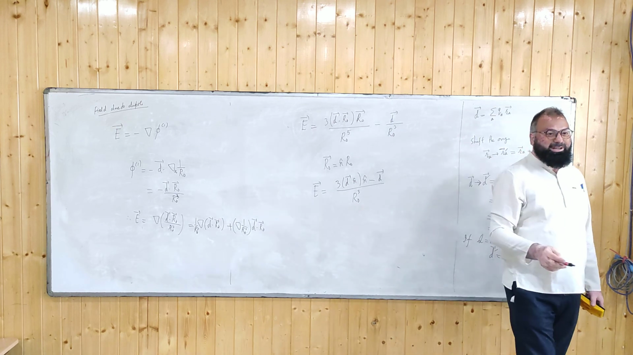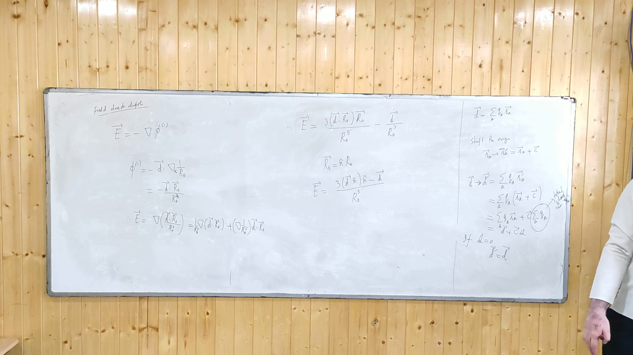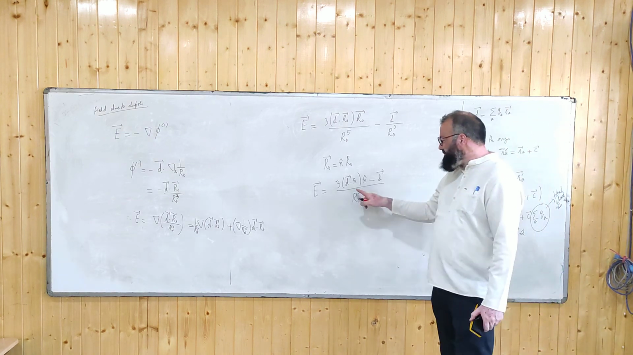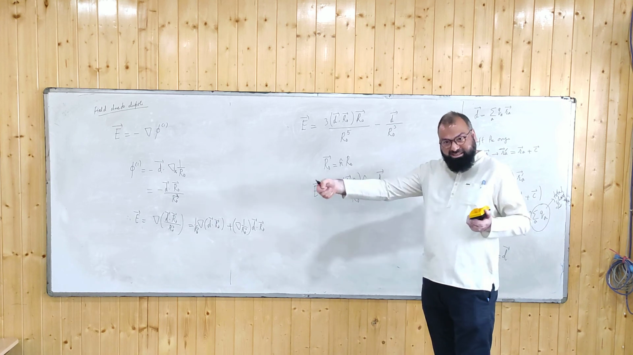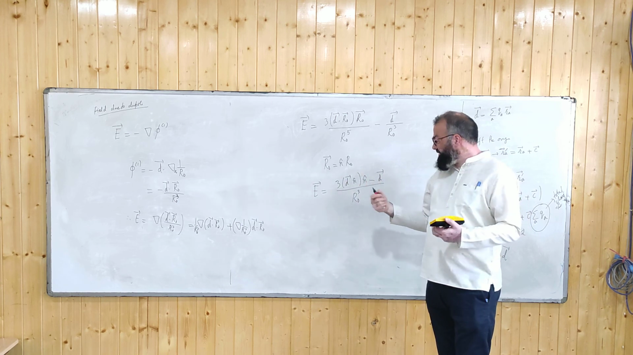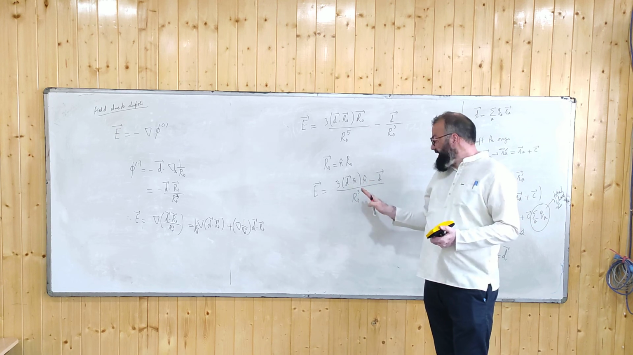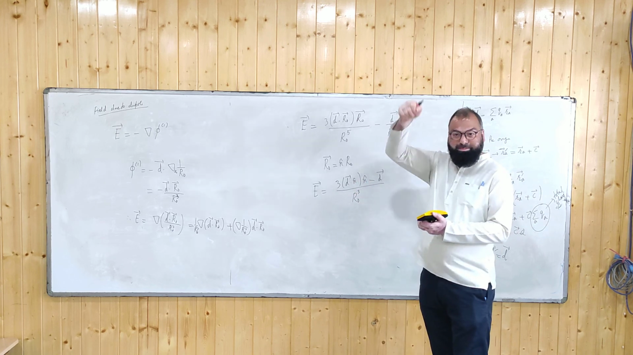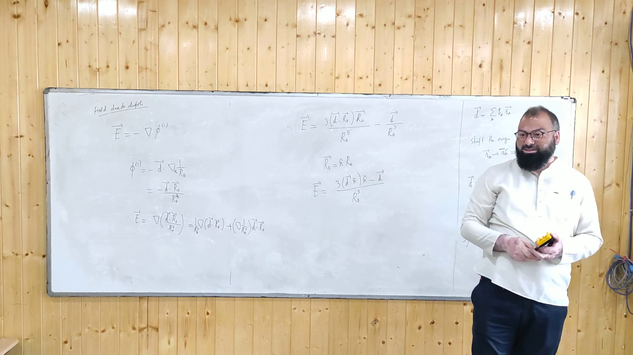So what is the field due to a dipole? How much is that? 1 by r cube, is it? So now it depends upon the direction, how you choose the unit vector. Let's say if you choose the unit vector along the axis of the dipole, then you will be having some term, and if you choose it perpendicular to the dipole, you will be having another term. Clear?